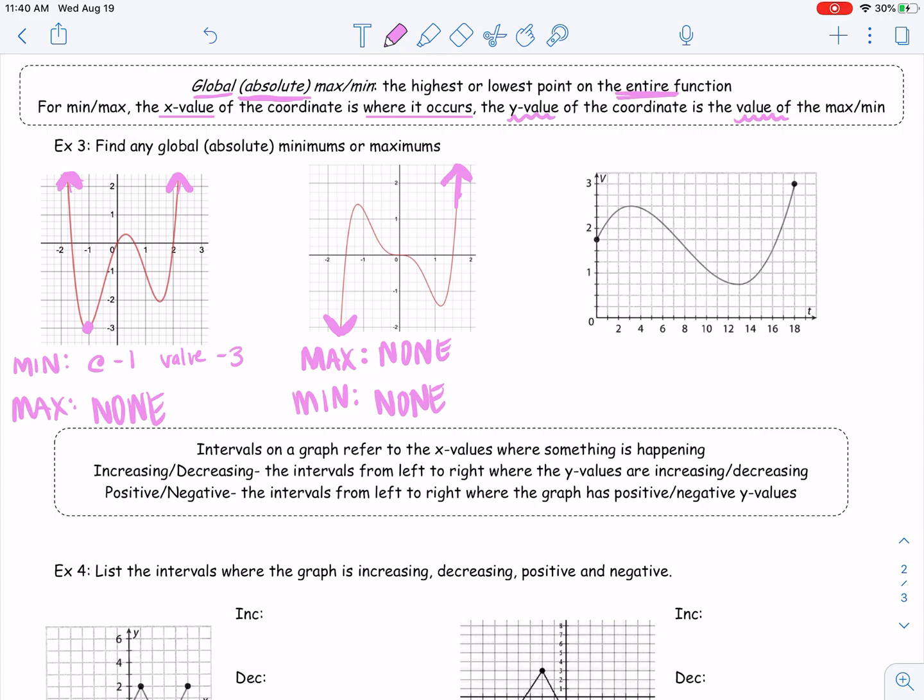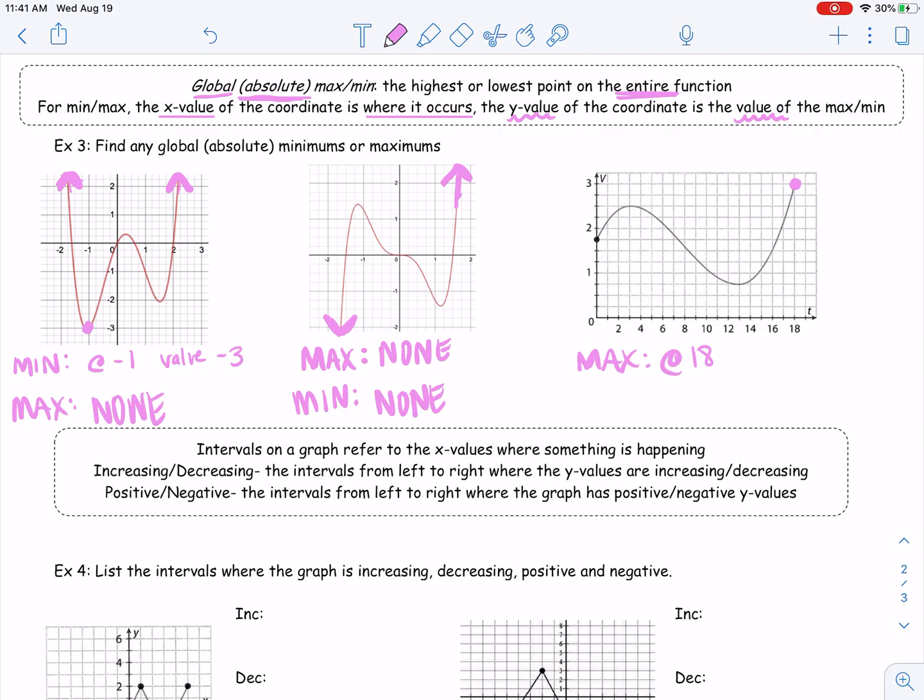So let's look at that third graph. That third graph does not have arrows. So this is going to be a kind of a game changer. If it doesn't have arrows, we know for sure that it's going to have a global max and min. Okay, so where is that global or absolute maximum value? Well, the highest point on this graph is that endpoint. It's right there. So where is it located? It's located at 18 because that's the x value.